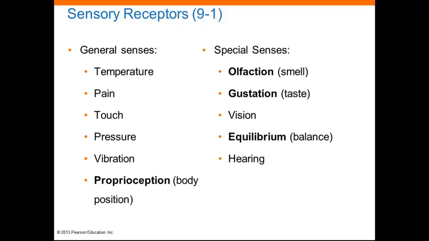The receptors for general senses occur throughout the body, and the receptors for the 5 special senses are concentrated within special structures, the sense organs. So the general senses are going to provide us with information about temperature, pain, touch, pressure, vibration, and proprioception, which is body position. Our special senses include olfaction, which is the sense of smell, gustation, which is the sense of taste, vision, and equilibrium and hearing are both special senses found in the organ of the ear.